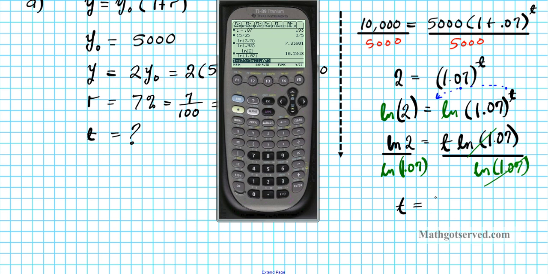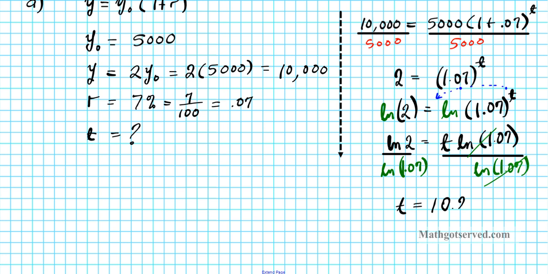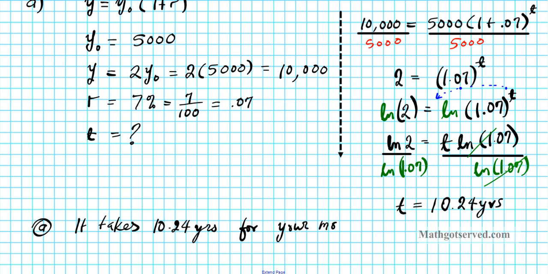So it's 10.24 years. Okay, so let's write down the meaning of the answer for the A part. It takes 10.24 years for your money to double. To double basically means for it to go from 5,000 to 10,000.